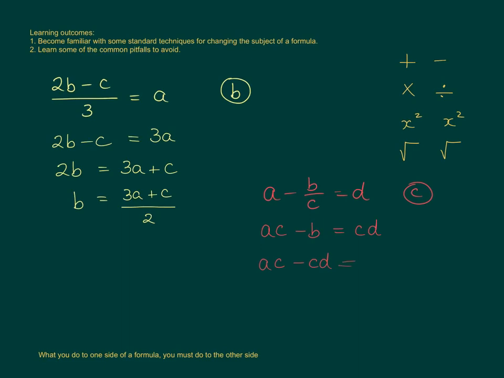We don't want the B on this side, so we add B to both sides. So on the right hand side you will get B, and because we have subtracted CD from the left hand side, we must also subtract CD from the right hand side, so this CD is gone from the right hand side. In order to isolate C on its own, we now need to take out C as a common factor on the left hand side, and it comes out A minus D times.